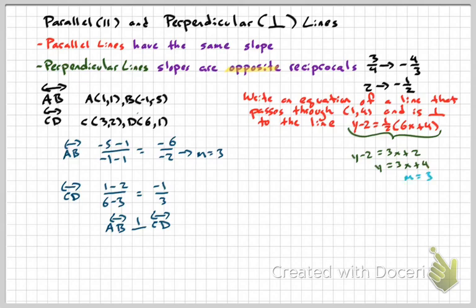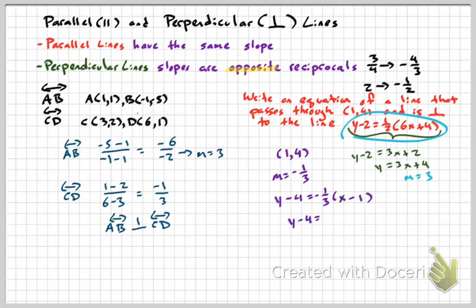So let's go back to where it says write an equation of a line that passes through (1, 4) and is perpendicular to this line. So if my line's perpendicular, that means my slope is going to be the opposite reciprocal of 3. So in this case, m equals negative 1/3. So I'm going to take that slope and this point, (1, 4), and use my point-slope form. y minus y1 equals m times x minus x1. y minus 4 equals negative 1/3 x plus 1/3.